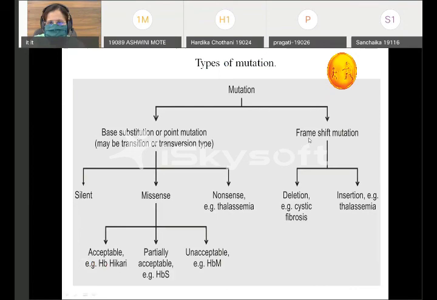The second type of mutation is frame shift mutation, either deletion or insertion of a base that will completely shift the frame of reading of the genetic code, leading to the formation of an altogether different protein molecule. Is it clear to you?